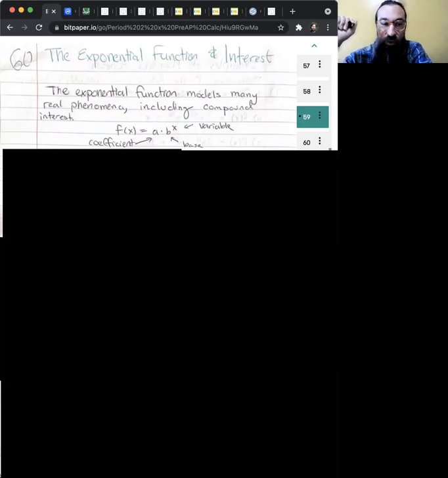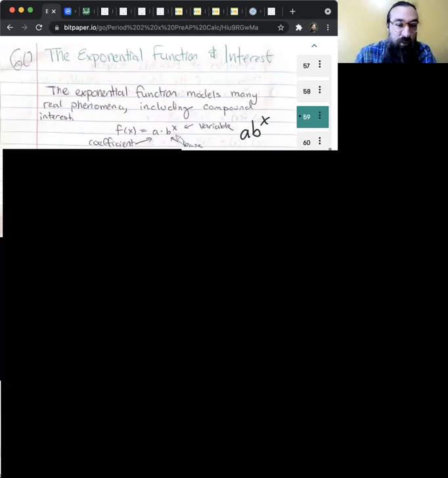So we're going to talk about the exponential function and interest. The exponential function models many real phenomena, including compound interest. And here, look at the basic function a times b to the x. That's a times b to the x right there. So you could also write it like that.